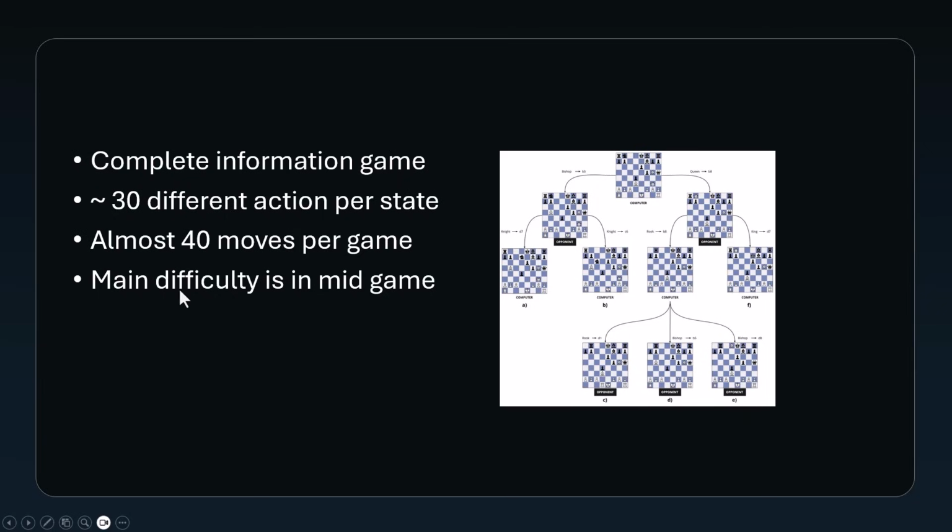The main difficulty of chess is in the mid game. The early game and the end game are easy, and the mid game is the hard part. So what makes chess difficult is just the amount of these calculations and these different possibilities. Like I said, we can have a tree with 40 different levels, and 30 different branches at each state.